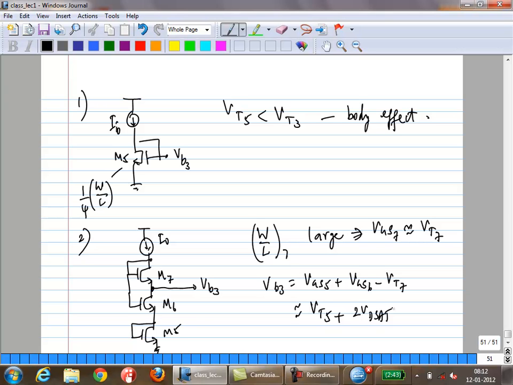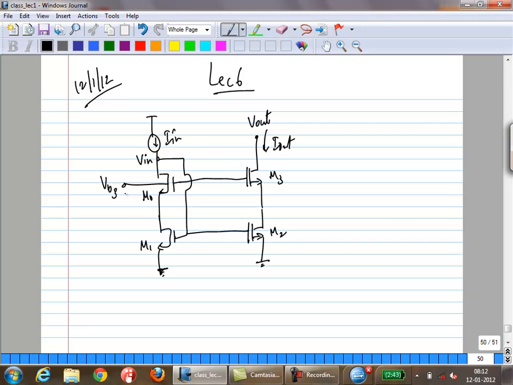Okay, so now you understand what happens. The main reason why you need to have some margin in all of these designs is because this device has its body connected to ground, which is its source, whereas the other devices have the body connected to ground but the source is higher than ground. So their VTs will be higher. Okay?